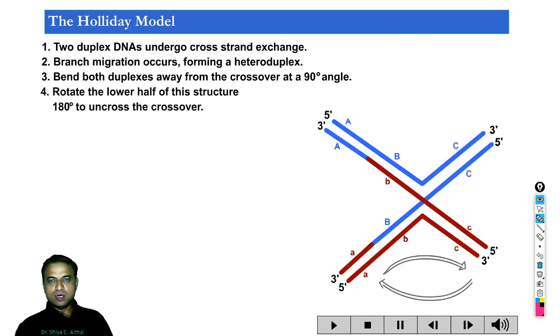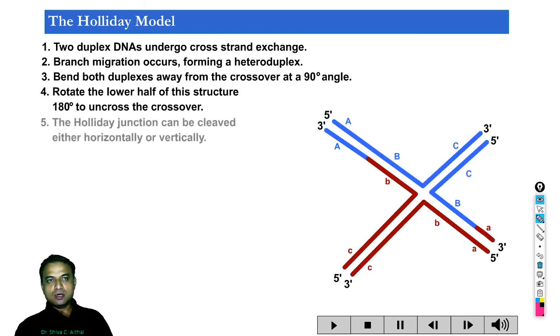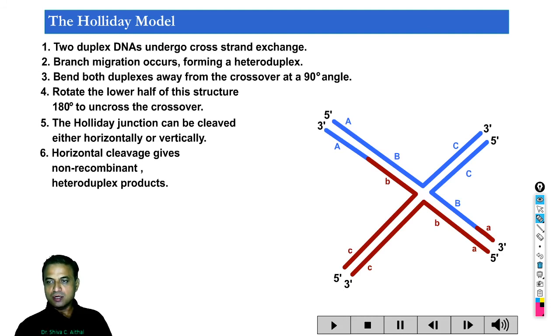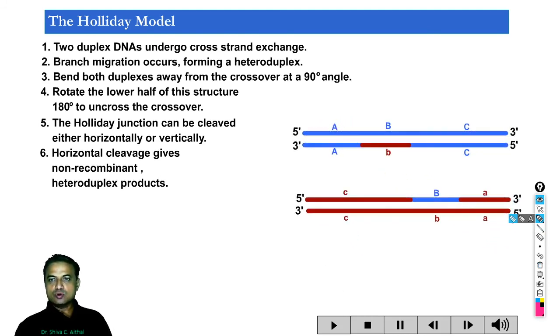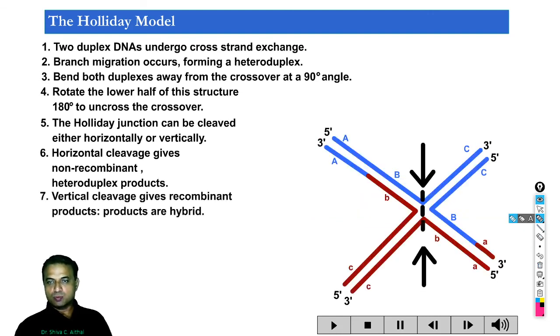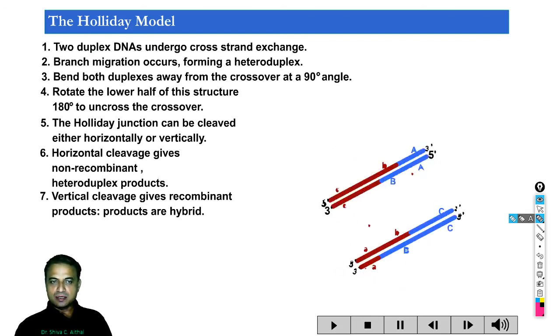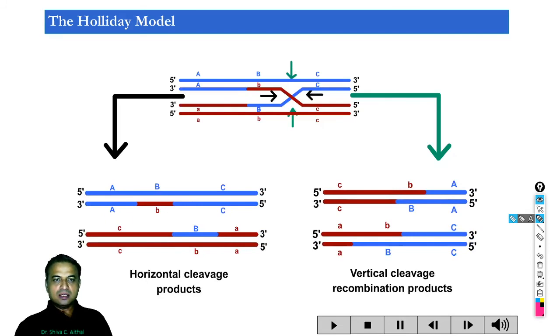Now remember, once there is 90 degrees, the lower half of this structure undergoes a 180 degree rotation to uncross the crossover. The Holliday junction is then cleaved either horizontally or vertically. Horizontal cleavage gives non-recombinant heteroduplex products, whereas vertical cleavage gives rise to recombinant products. The products are hybrid in nature. So as you can see here, there are two byproducts when a Holliday junction model is encountered.